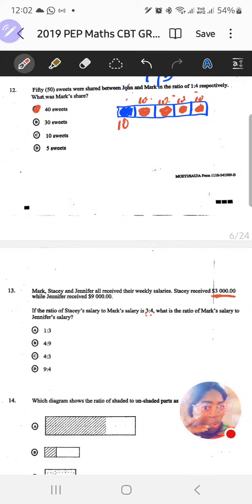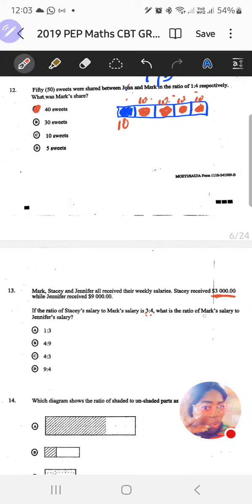So Stacy has received $3,000, and we said that 3 equal parts of $3,000, the equal parts would be $1,000 each, right? So if Mark is 4 equal parts, it means therefore that Mark received $4,000. Good job for those who said $4,000.